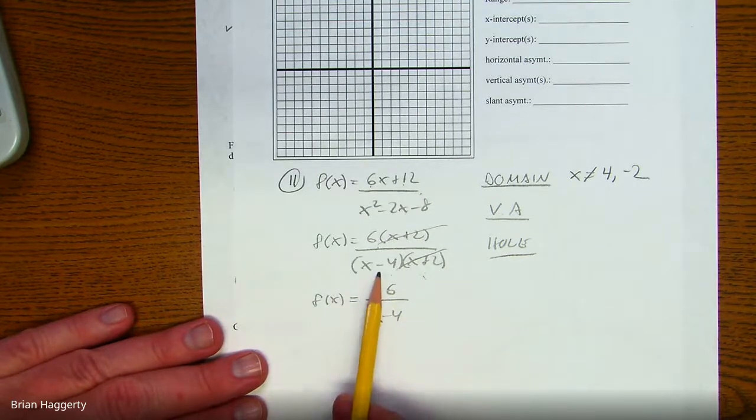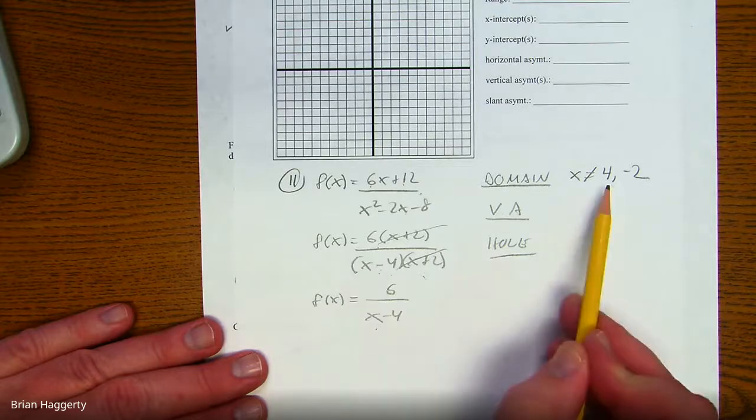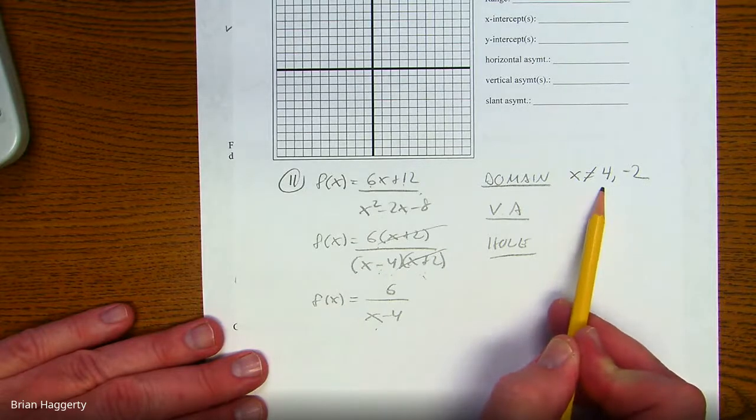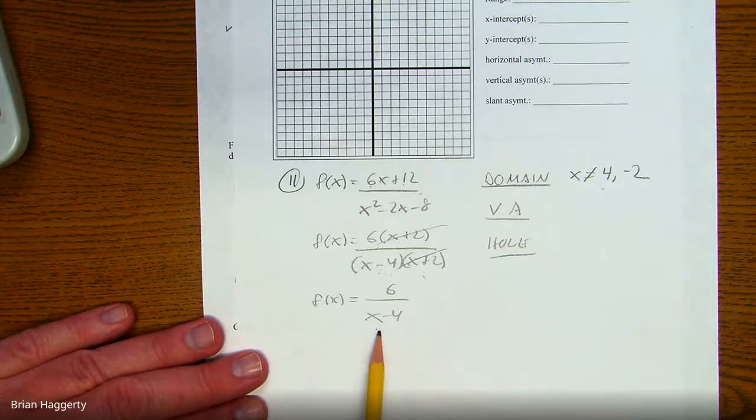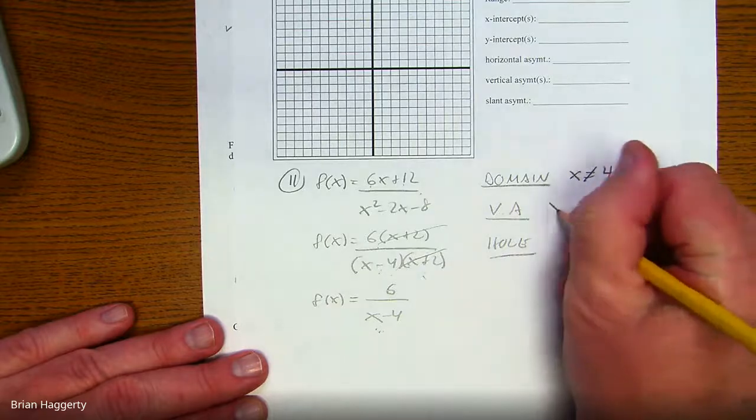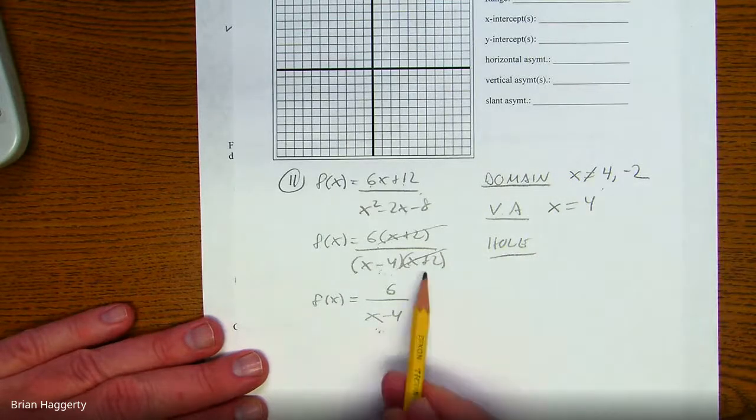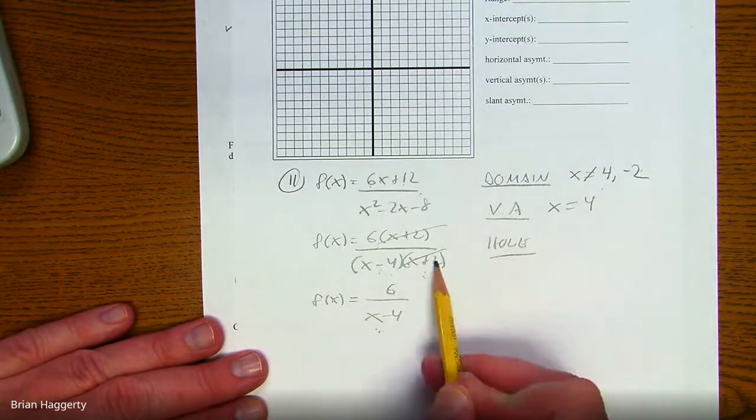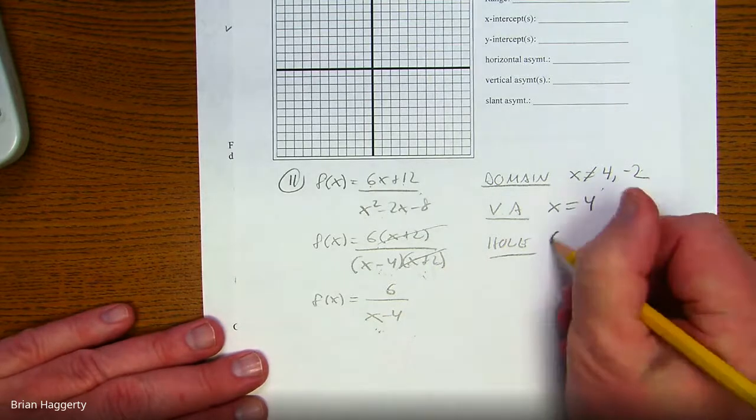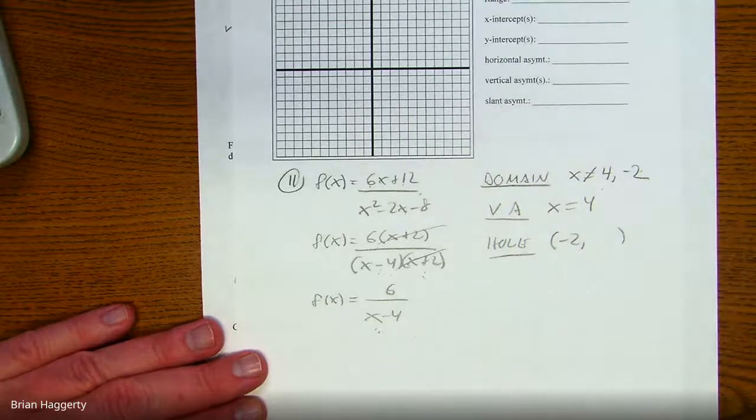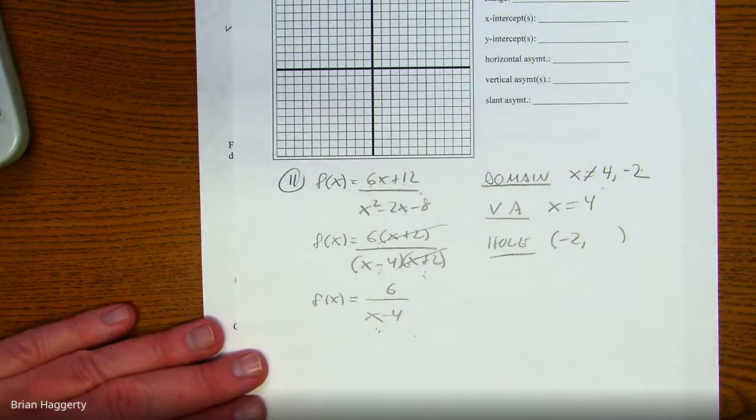Now the x minus 4, which produces the restriction x is equal to 4, is still there in a simplified form. If that's still there in a simplified form, then we have a vertical asymptote at 4. The thing that's producing the restriction for the -2 is canceling out. So we have a hole at -2. So this one has a vertical asymptote and a hole in the same problem.